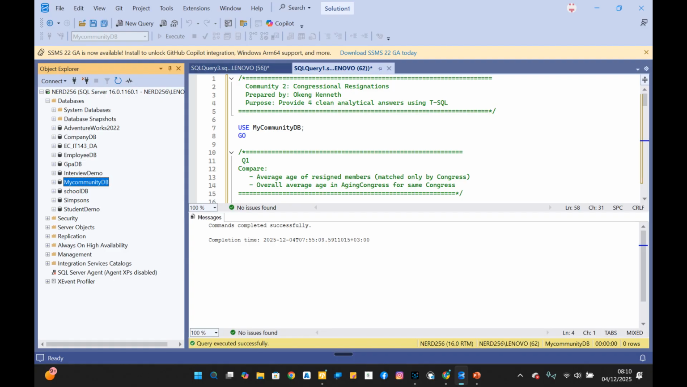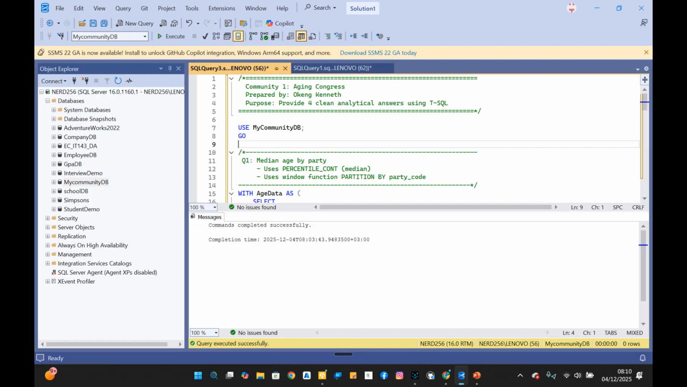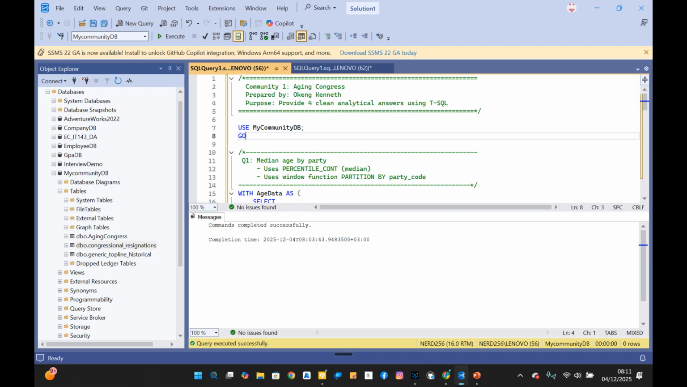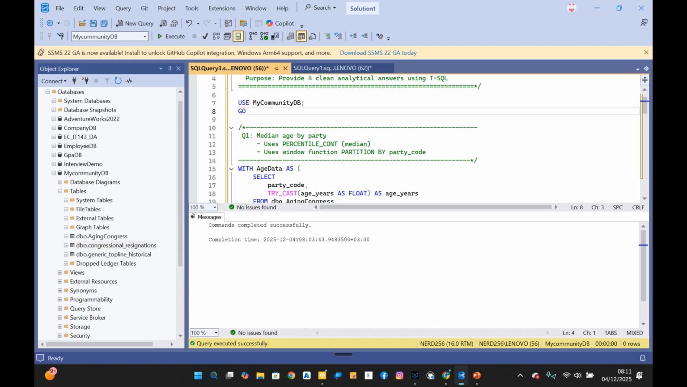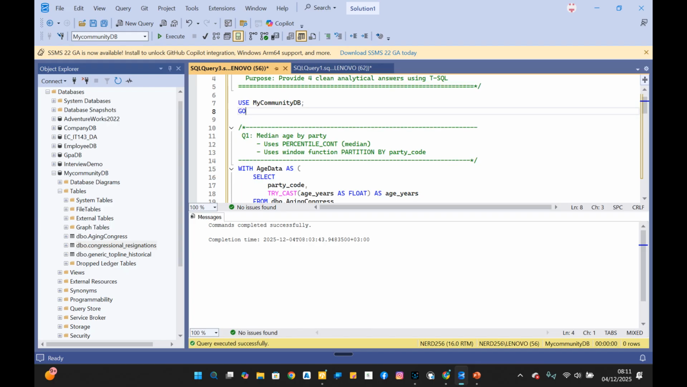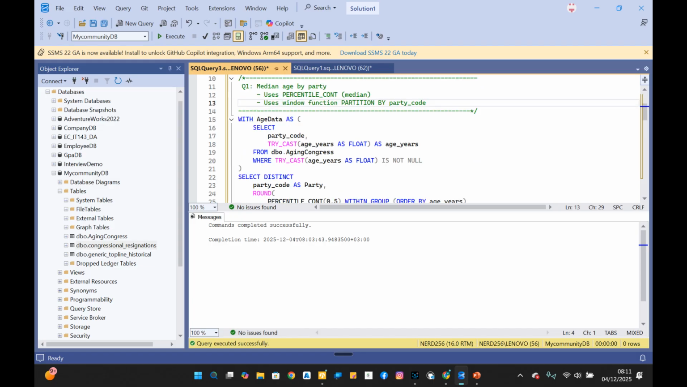So this is my first community, which is the Aging Congress. This is the database we're going to use. My database I show you here. These are the tables we're going to deal with: aging and congressional resignation. In each community, there is its own question and answer. The first question in community 1 deals with the median age by party, and we are going to use percentile and window functions, as you can see here.